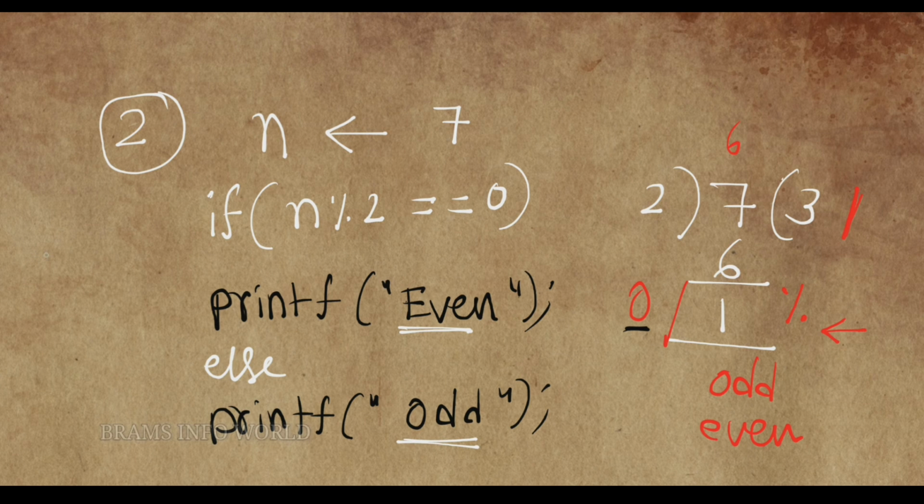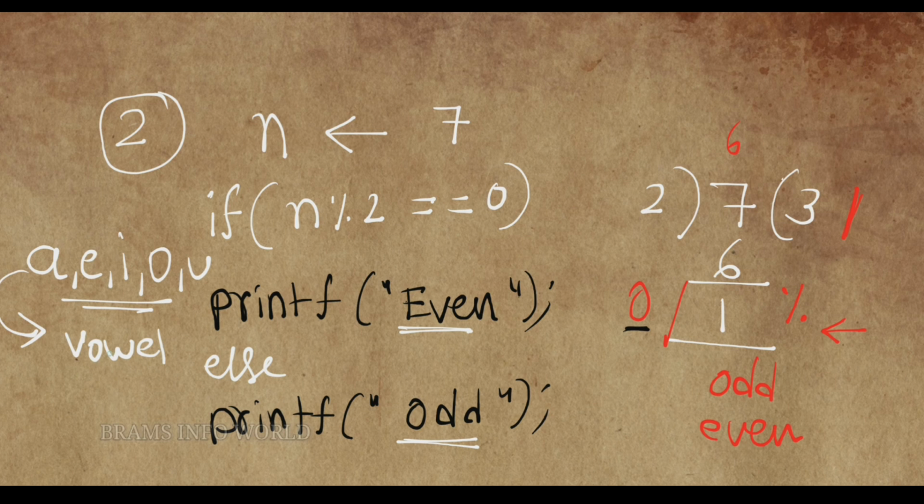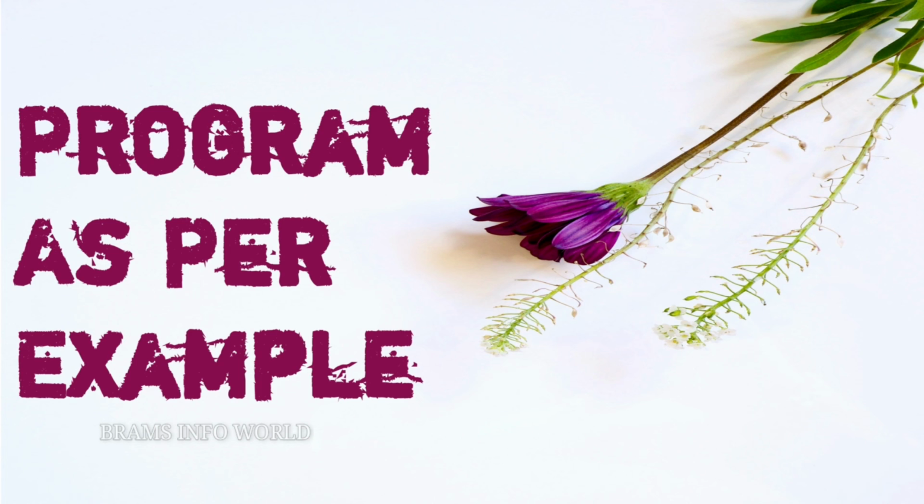Similarly, you can practice the program. If I take A, E, I, O, U, then it comes under vowel. If you take another character like B, C, D, then it is a consonant. You have to try to do the program. If you have any question, please comment in the box. So let us work with the programs.